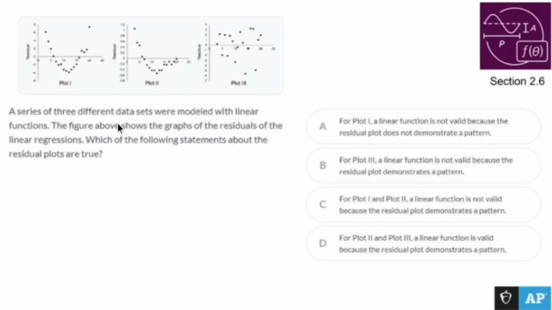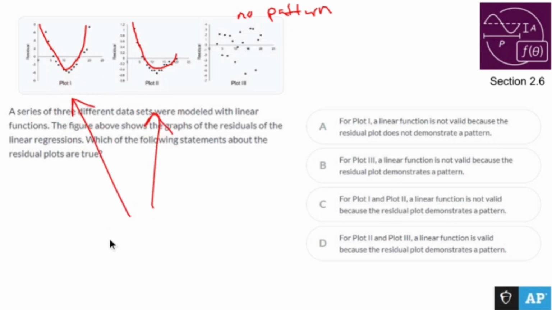A series of 3 different data sets were modeled with linear functions. The figure above shows the graphs of the residuals of the linear regressions. Which of the following statements about the residual plots are true? What do we have here? We have something that looks quadratic. What do we have here? Something that looks mostly quadratic. And what do we have here? No pattern at all. Now, with residual patterns, if you have things that are patterns like this and like this, then it's not going to be linear.